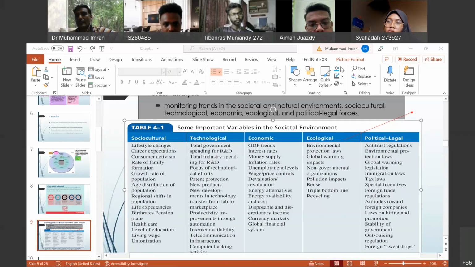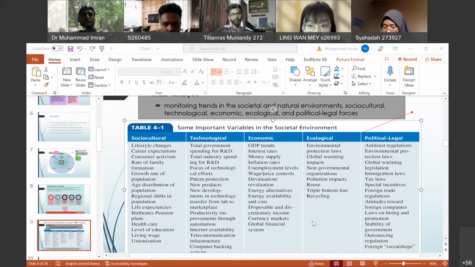Okay, so Ling Wan, please read this one. Antitrust regulations, environmental protection laws, global warming legislation, immigration laws, tax laws, special incentives, foreign trade regulations, attitudes toward foreign companies, laws on hiring and promotion, stability of government, outsourcing regulation, foreign sweatshops. See, this is very important for any company.